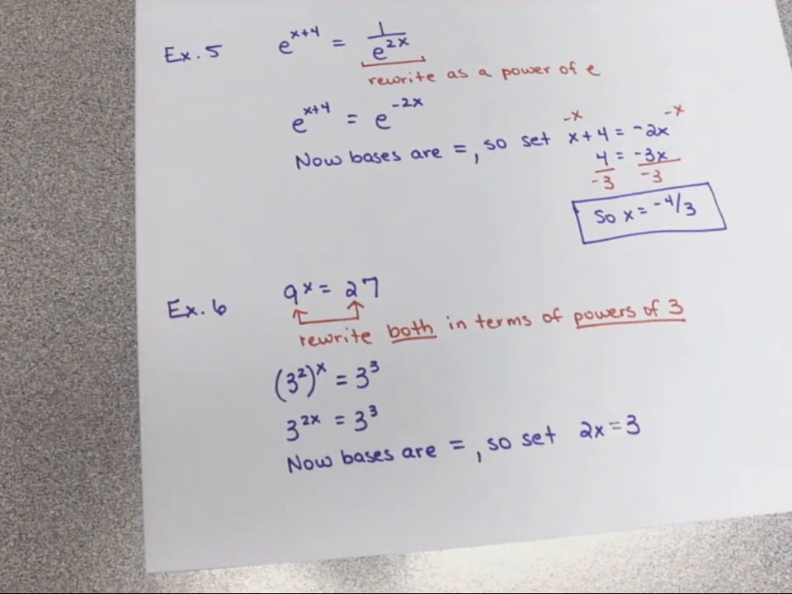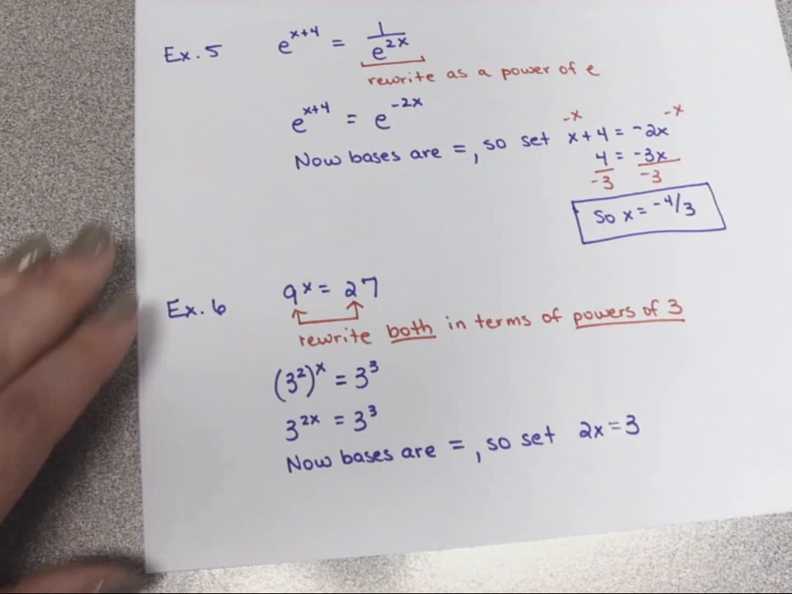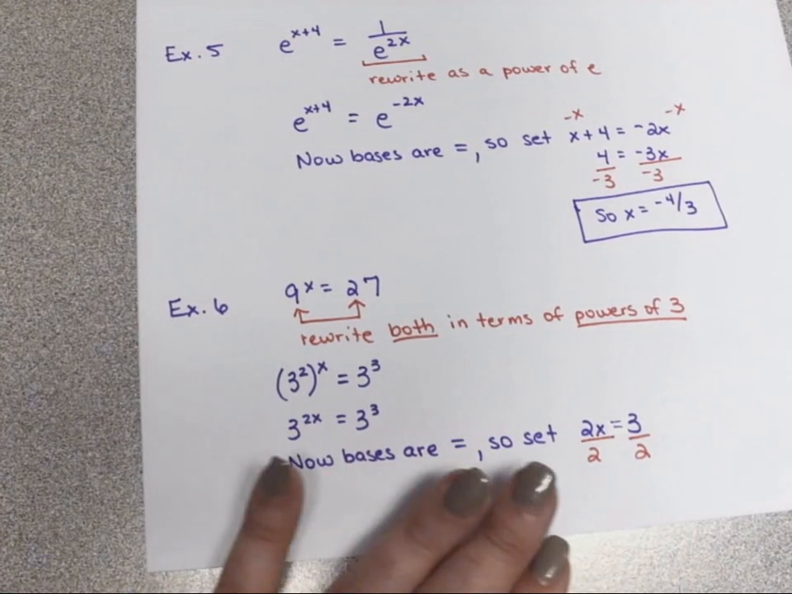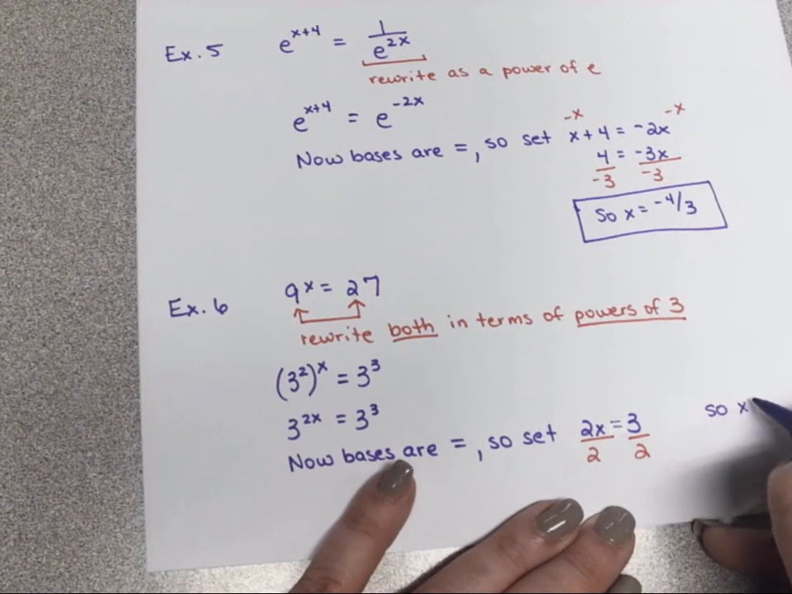We don't really drop the exponent or the bases, we just don't worry about them because they're already the same. So we worry about the part that needs to be the same after that. And then if we divide both sides by 2, we'll get our answer, which is 3/2.